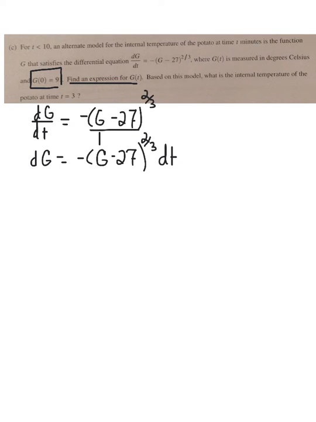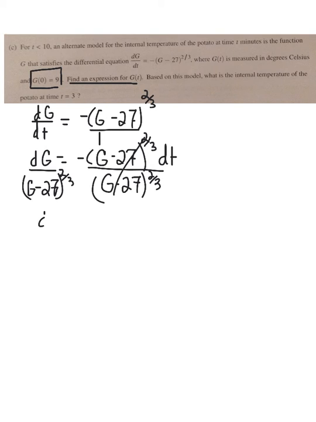Okay, now remember, I want to try to get these g's, since that's what I'm solving for, as much by themselves as we possibly can. So the only thing, I'm not going to bring that negative over. I'm just going to bring over that quantity to the 2/3 power, okay? So g minus 27 to the 2/3. So that will cross out here on the right. So then I'm going to be left with d of g over g minus 27, that quantity to the 2/3, equals, and then we've got negative dt.